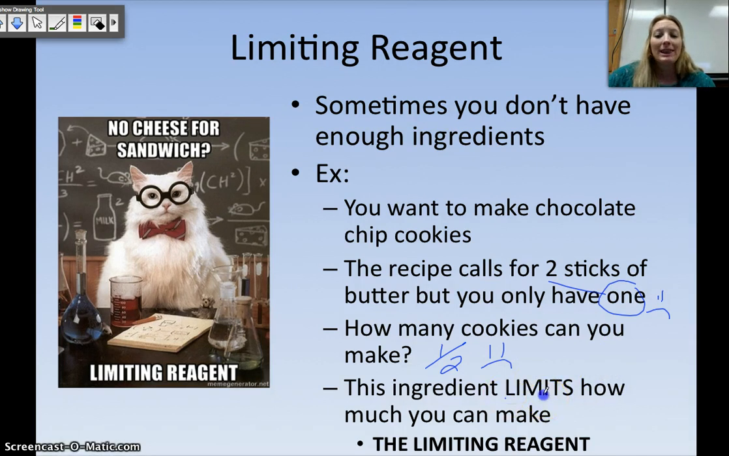So the butter limits how much product you can make, and we call this the limiting reagent or the limiting reactant. If you think back to the s'more lab, where you were given a plate of ingredients, you were limited to how many full s'mores you could make. If you really remember, you know that the graham crackers were your limiting reagent.